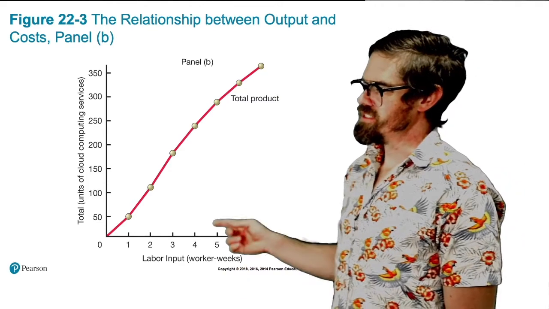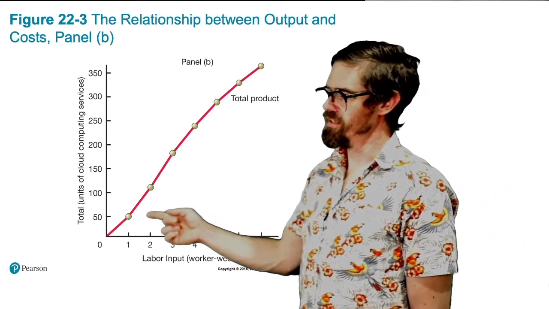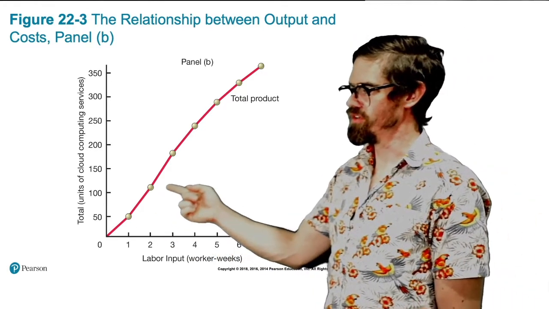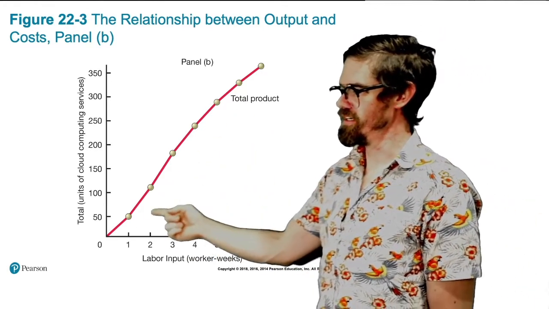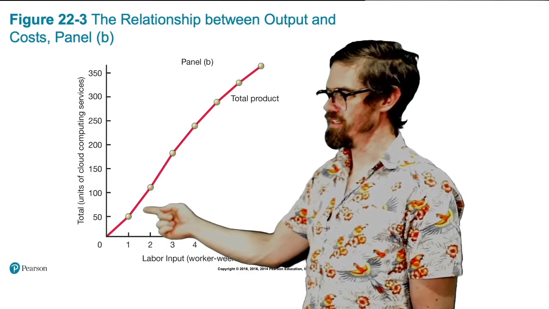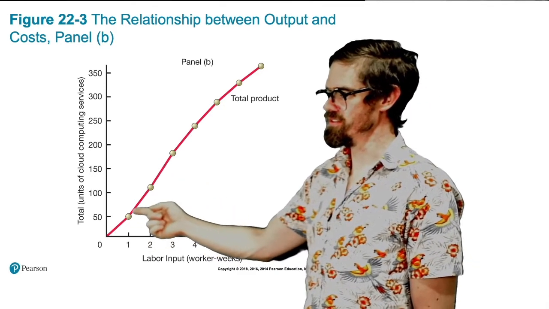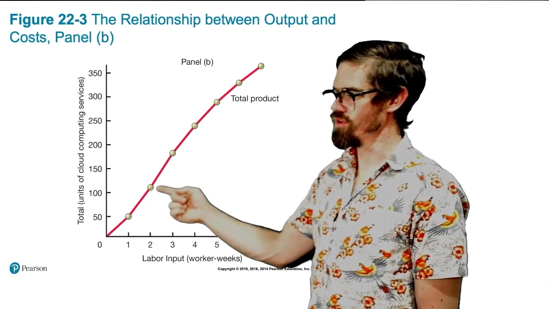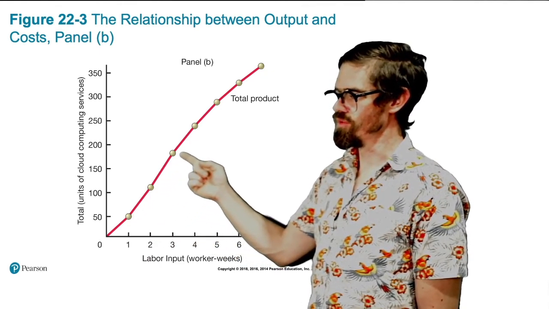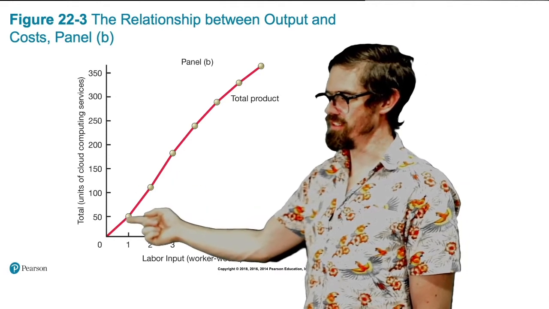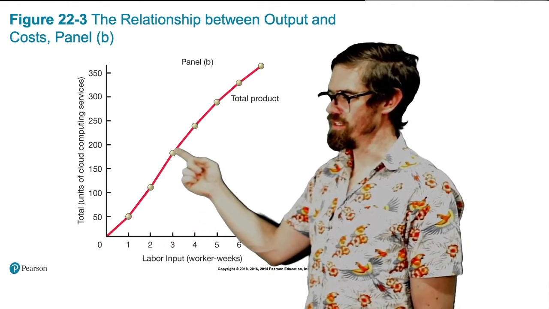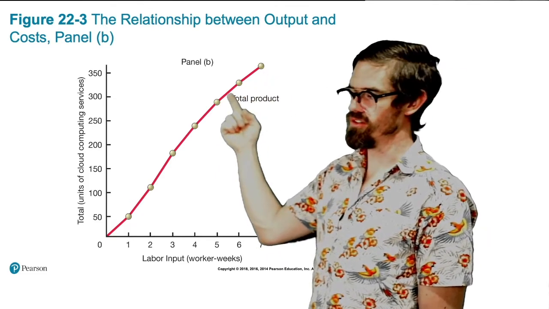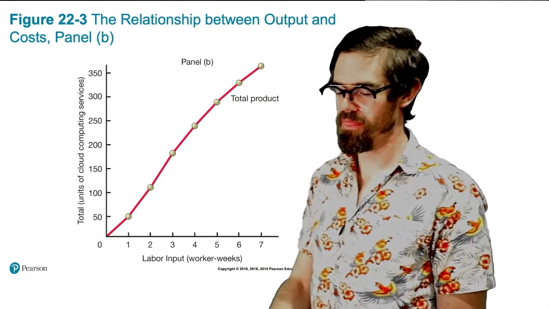All right, so here we see total product. As we increase the number of workers, the output of the firm increases. And you'll notice that at first it increases at an increasing rate. The first worker adds 50, the second worker adds 60, the third worker adds 70. So there are efficiency gains here. But then those efficiency gains start to disappear, and total product, while still going up, starts to get flatter.